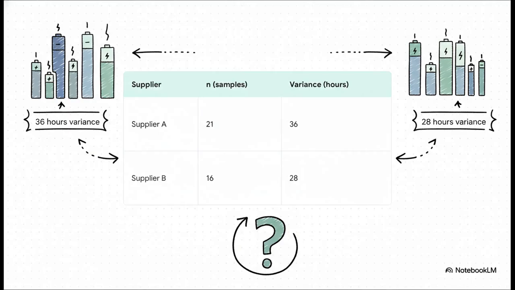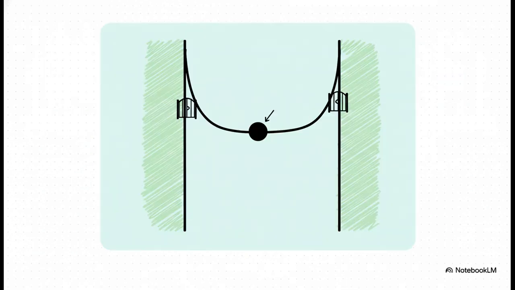So they test batteries from both. Supplier A has a variance of 36 hours. Supplier B has a variance of 28. Okay, so supplier B looks a little bit more consistent. But again, is that difference real or just random chance based on the samples they tested? We calculate our F statistic. 36 divided by 28 gives us 1.285.